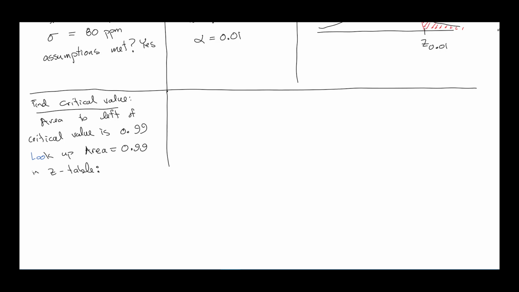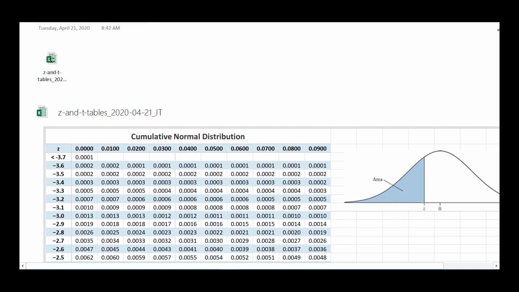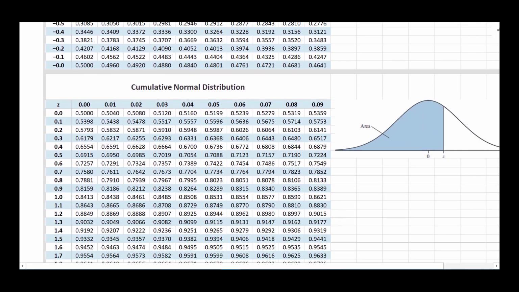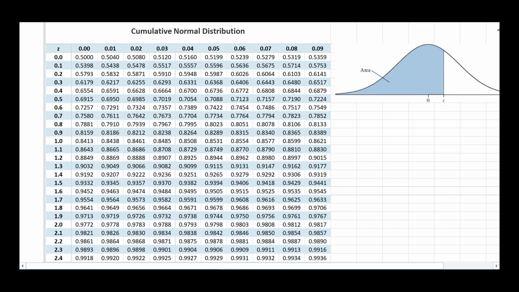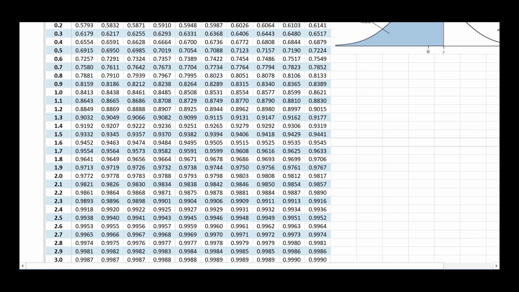And let's do that. So I'm going to go over to my table. So a couple ways to do this. So we could look up 0.99 in the table. Let's do that first. So 0.99, that's going to be in the positive half of the table. So we want to get as close to an area of 0.99 as we can. So let's see, where am I?